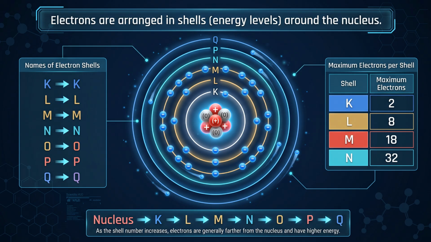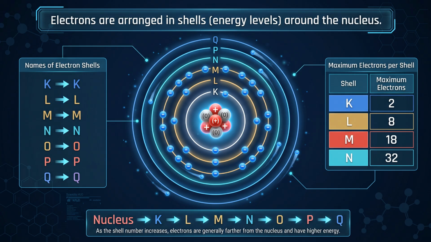The first floor, or K shell, is closest to the center and can accommodate only 2 electrons. Once it is full, new electrons move to the second floor, the L shell, which can hold 8 electrons. As more electrons are added, they continue filling higher floors according to the available space and energy. Just as people usually fill the lower floors before moving to higher ones, electrons always fill the lowest energy shells first. So, always remember these important facts.